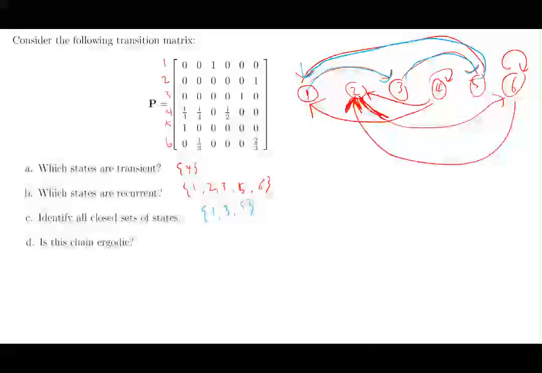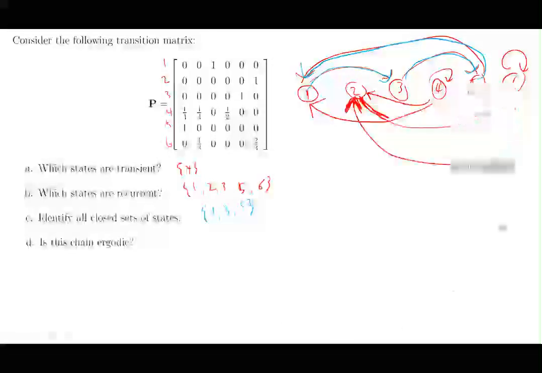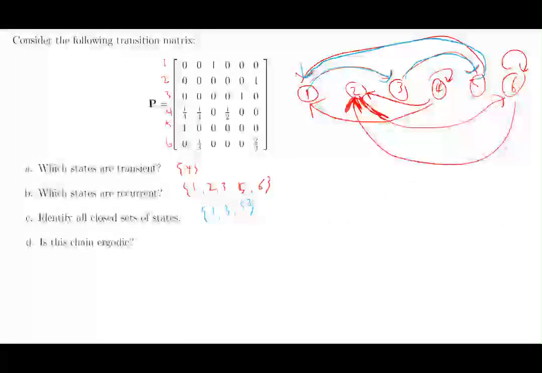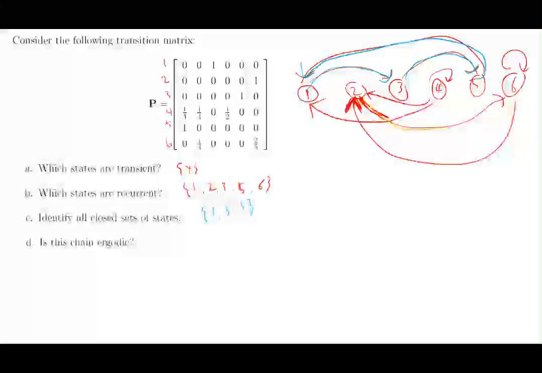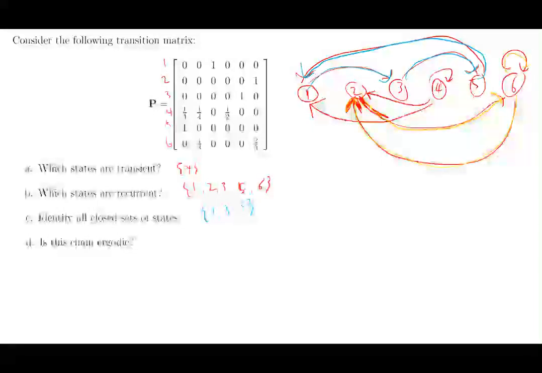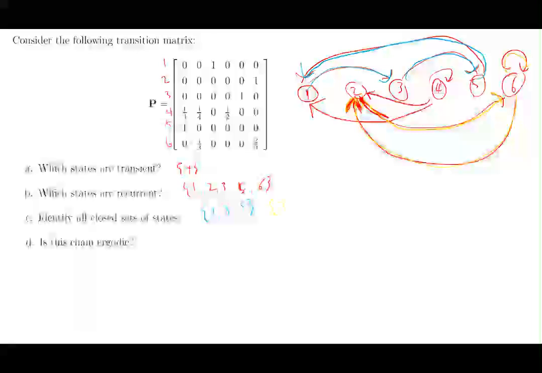And the other set is going to be 2 and 6. Let me change the color so you can more easily see. We know state 4 is transient, so we can exclude that, and 1, 3, and 5 form a closed set. In state 2, once you leave state 2, you're going to go to 6. You can come back to itself, but eventually it's going to come back to state 2 as well. So states 2 and 6 also form a closed set.